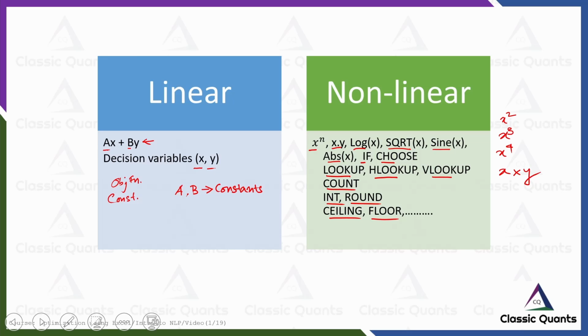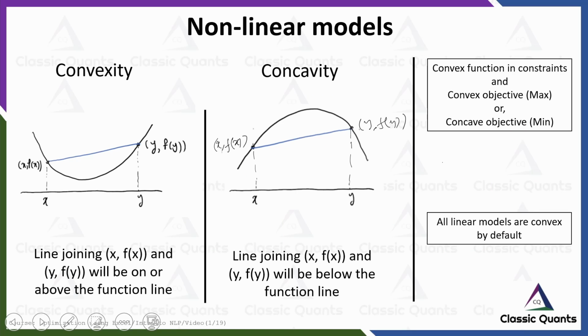So let us come to the next slide. Now in the next slide I have given an introduction of what is convexity and what is concavity. So if there is a function f(x), then we will call it a convex function if the line joining the point (x, f(x)) and the point (y, f(y)), means the 2 points on the function line, and if we join these 2 points with a straight line, we also call it a chord.